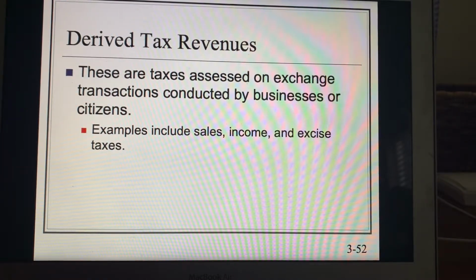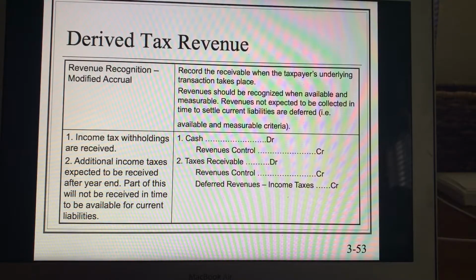Derived tax revenue. These are taxes assessed on exchange transactions conducted by business or citizens. Examples include sales, income, and excise tax. Sometimes gross receipt tax as well. So derived tax revenue, this is revenue. This is modified accrual. Okay.